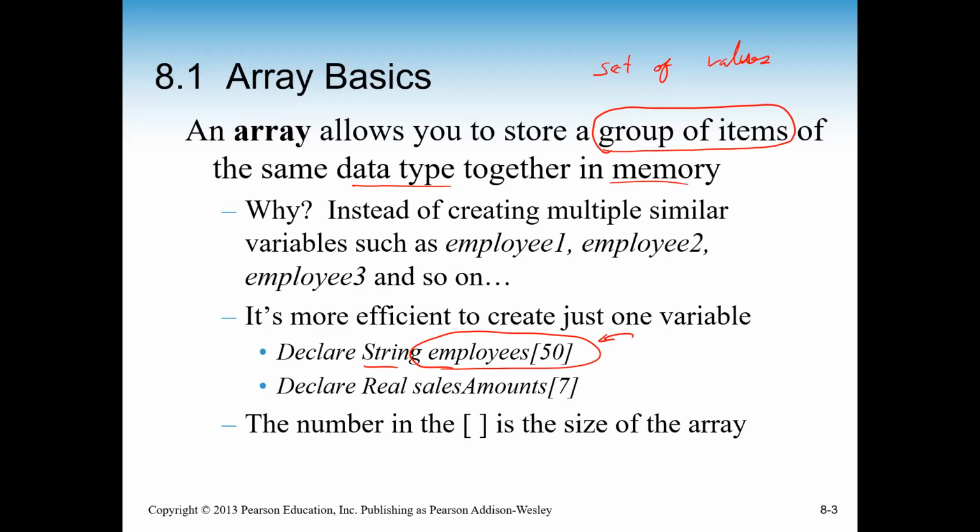Okay, you can also declare sales amount of size 7. So instead of having 7 variables or 50 variables, you only have one. Now the number in the square brackets that you see there, like the 50 or the 7, is the size of the array, right? You specify. So think of it as I have all these variables, basically.